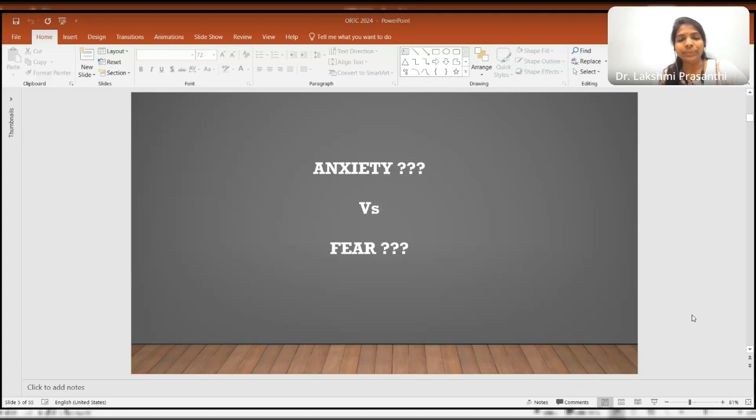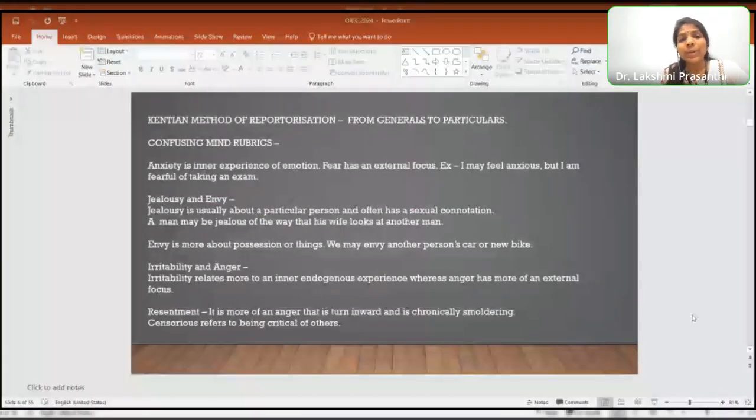Okay, Dr. Paul, go ahead. So, anxiety is basically an inner experience of an emotion, whereas fear has an external focus. There has to be some external factor for the fear, whereas how you experience that emotion is anxiety. For example, you may have a fear of exams, but what you feel inward is anxious. That is how you differentiate between anxiety and fear.